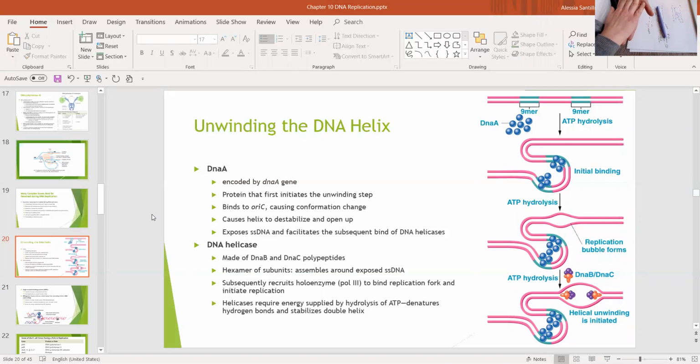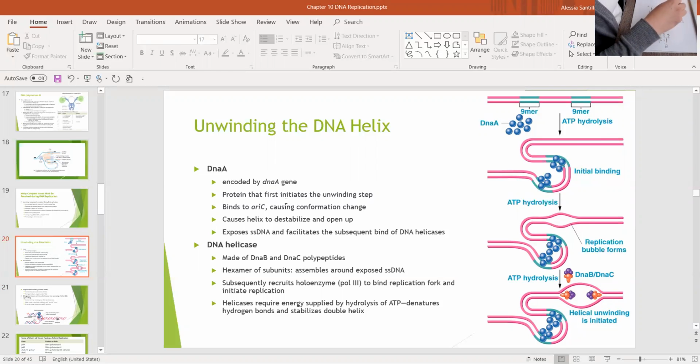And so these basically separate the 2 DNA strands from each other and unwind them, because don't forget that they are helical. I know it's not what you see in the picture here, but DNA is helical, and they need to be unwound. So they're the first proteins that initiate the unwinding step.